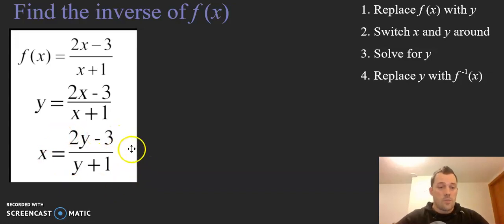So this is a little more complicated because we want to solve for y, but there are two y's. So we have to somehow combine these. First, I see a fraction. I want to get rid of that fraction. So we're going to multiply both sides by y plus 1.